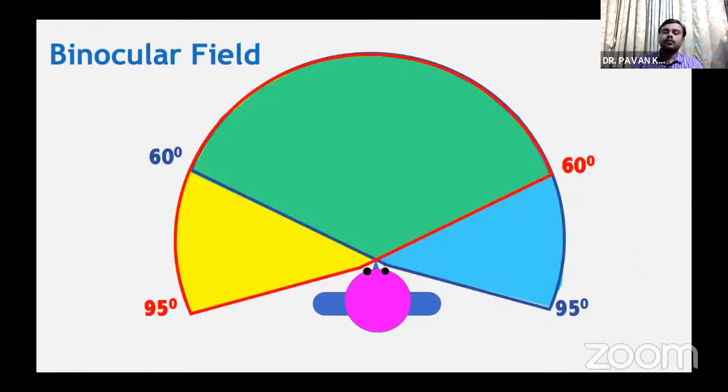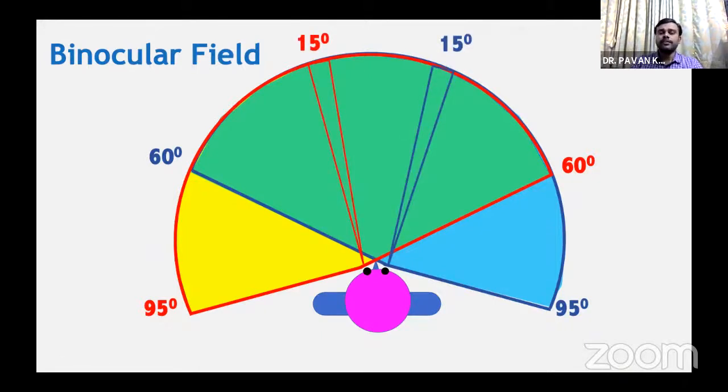When both eyes are open and seeing together, the amount of field which overlaps between the two eyes is called the binocular visual field. The physiological blind spot, which occurs due to the optic nerve head, falls within this binocular visual field, and hence we normally don't appreciate the physiological blind spot.